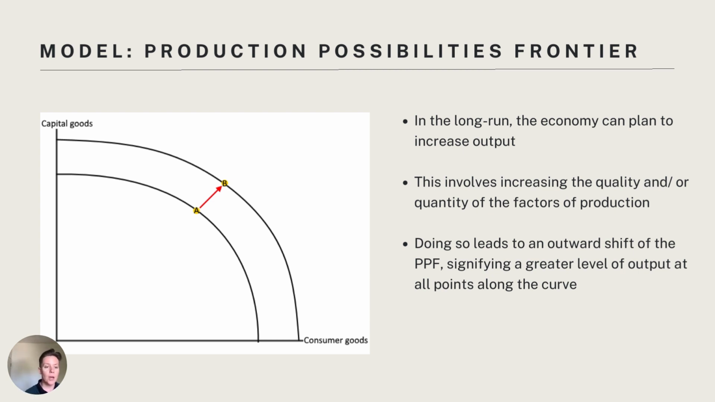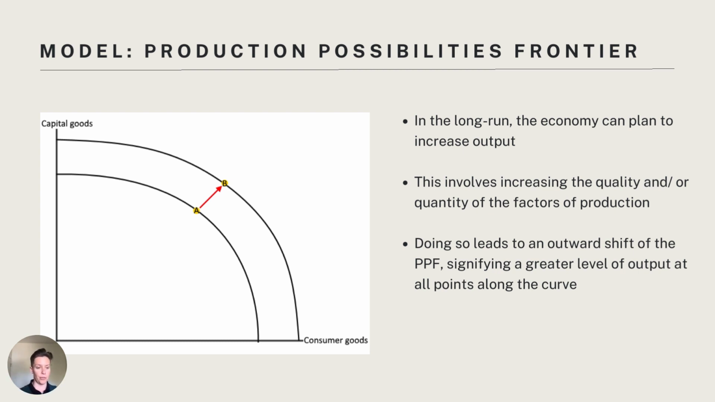Similar with capital, we might invest in capital. We might go and buy more machines. We might go overseas and see what they're doing and bring those practices back here. And ultimately, the capital equipment that we've got, we might be able to make it better such that we're able to achieve more output and shift that PPF to the right.